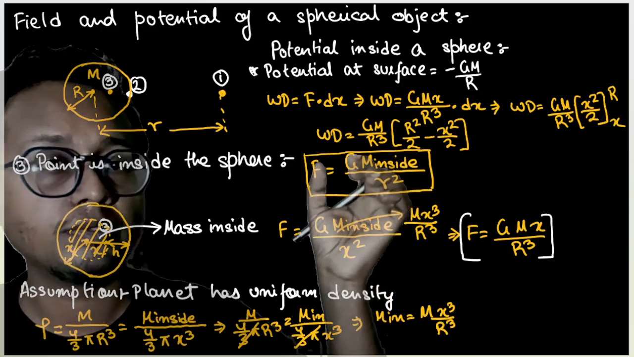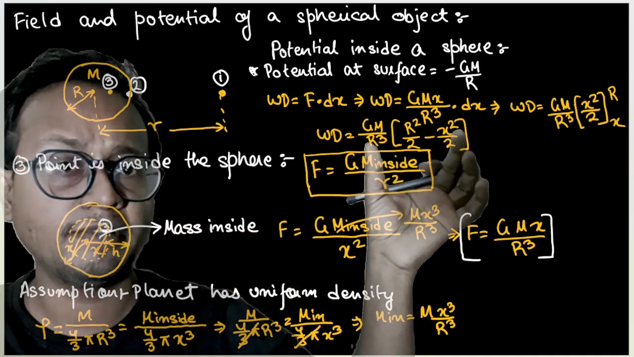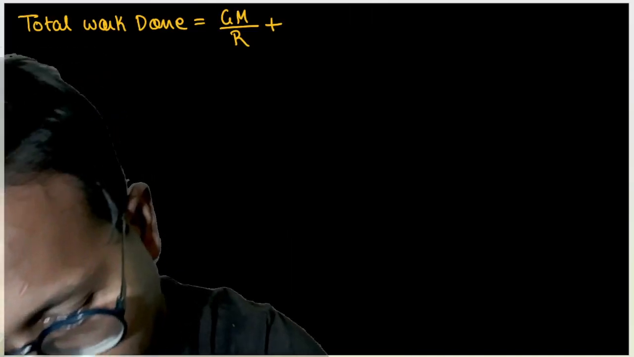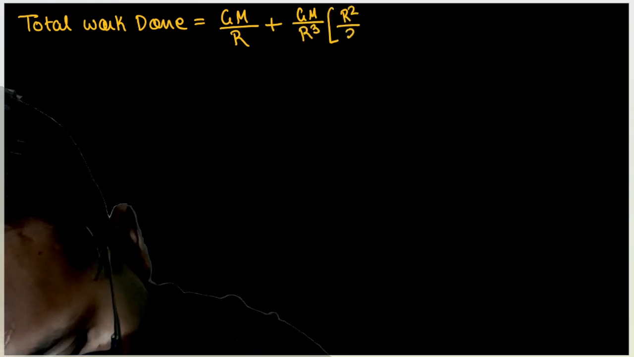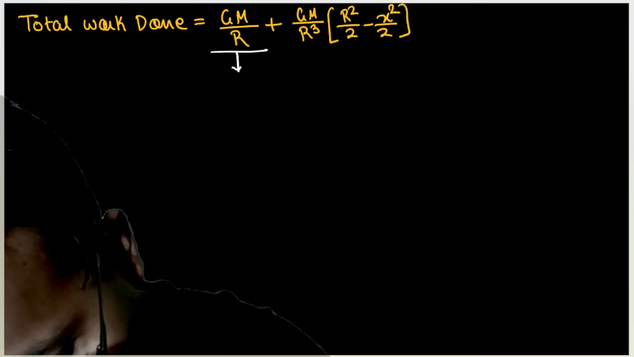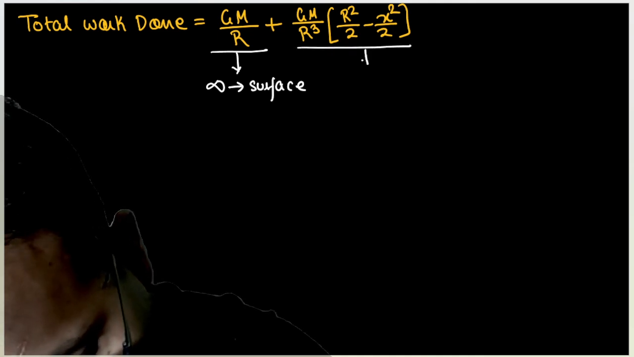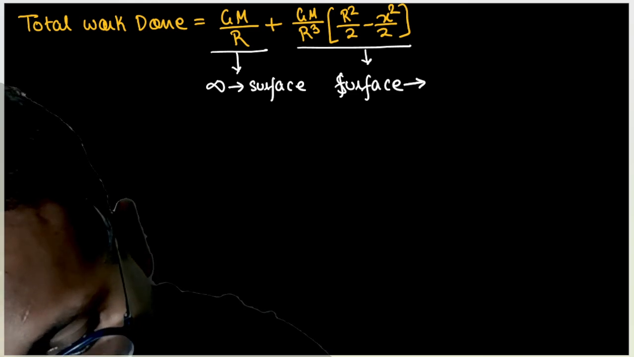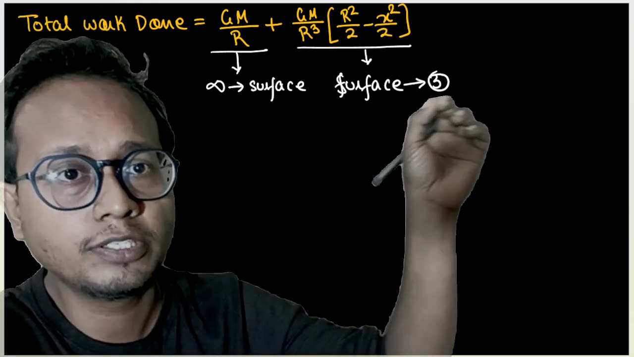What is the work done in bringing the point charge or point mass from the surface to this point inside the space? It is nothing but this parameter, GM by R cube, R square by 2 minus x square by 2, plus GM by R cube, R square by 2 minus x square by 2, isn't it? See, this is the work done from infinity to the surface. This is the work done from the surface to point 3. Okay, understood? From the surface to point 3.